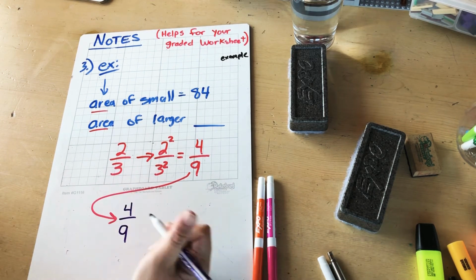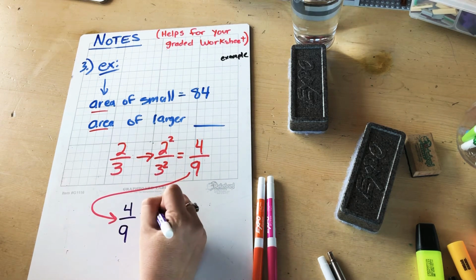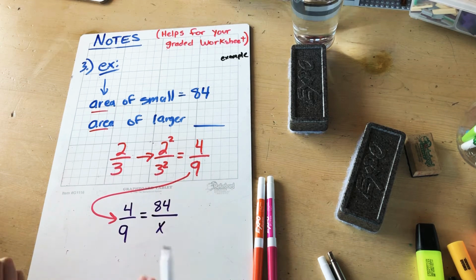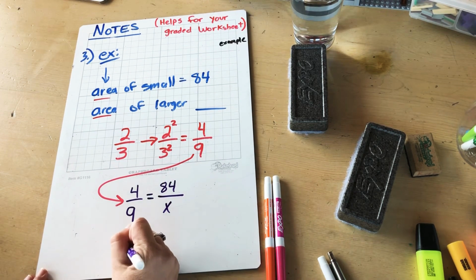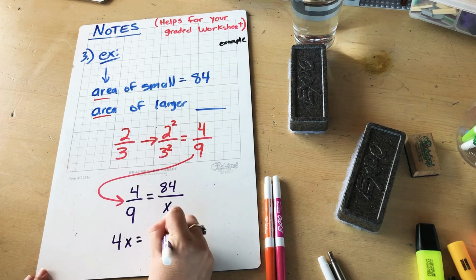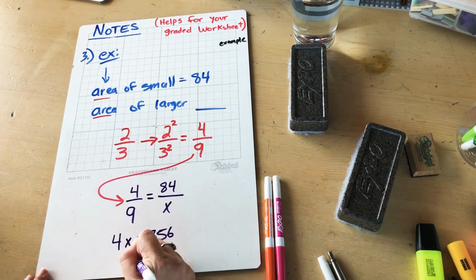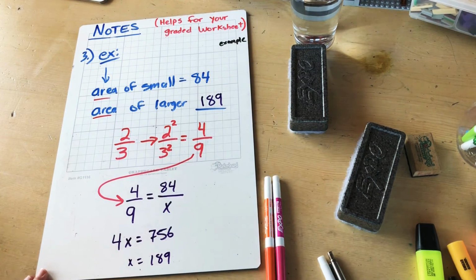My area ratio, these aren't the actual areas, but the ratio is going to go with small, 84, to the large, which I don't know, call it X. Okay, and then you're ready to just do your cross multiplying. Hopefully we know how to do that. I'll do it real quick if you don't. Let's see, 756, divide both sides by 4. We get the area is 189. So you would do 189. Okay, so that's kind of one like number 3.